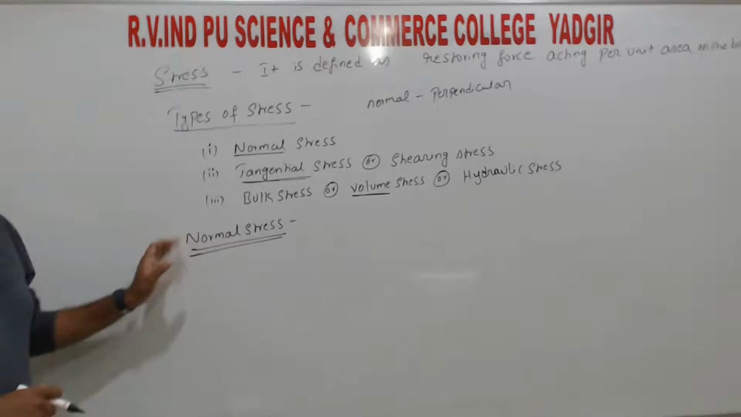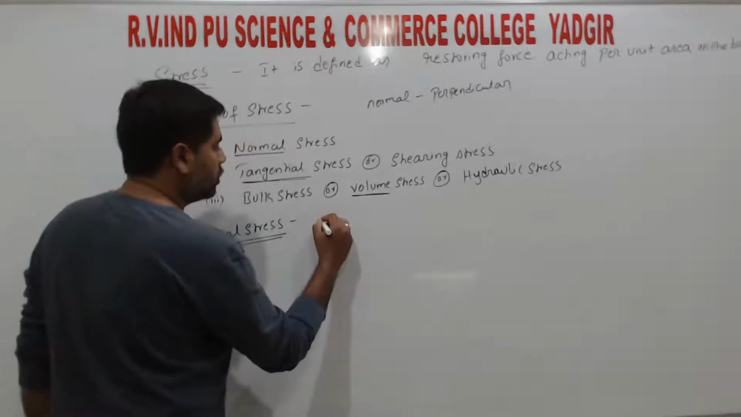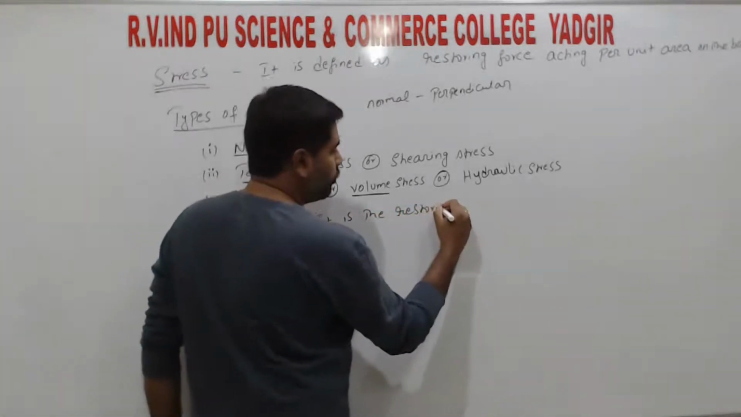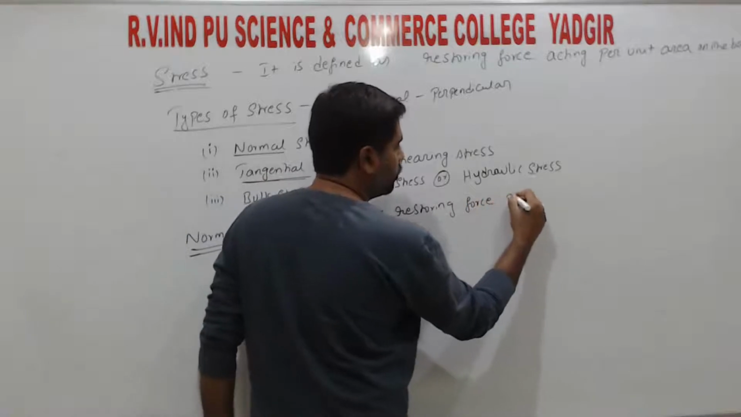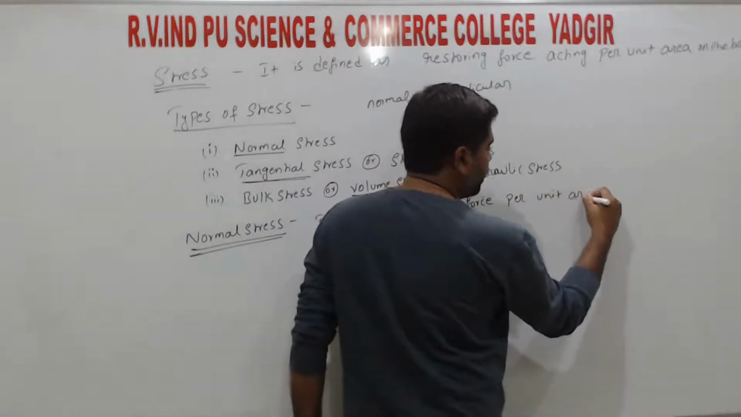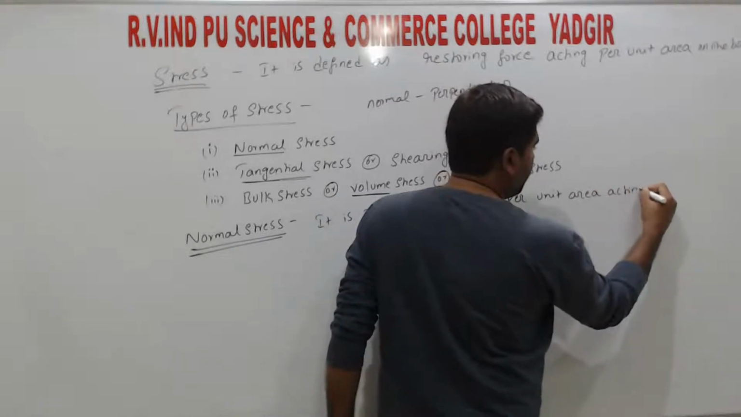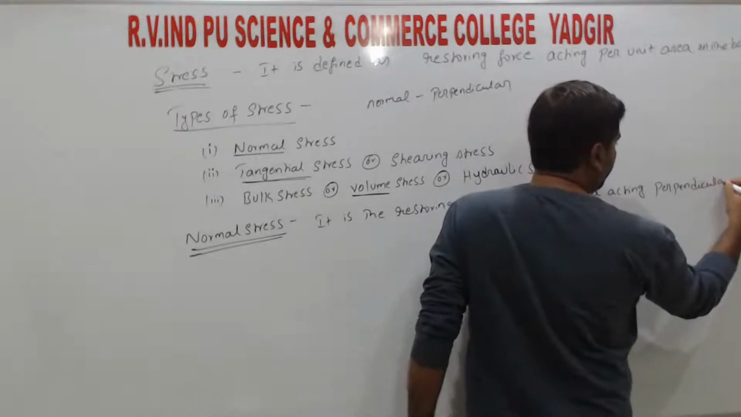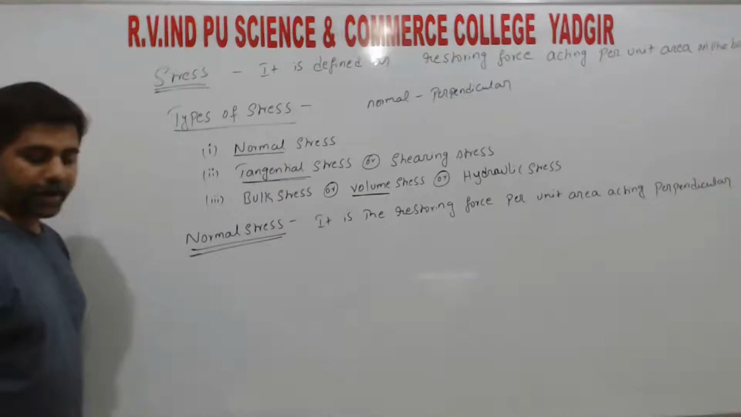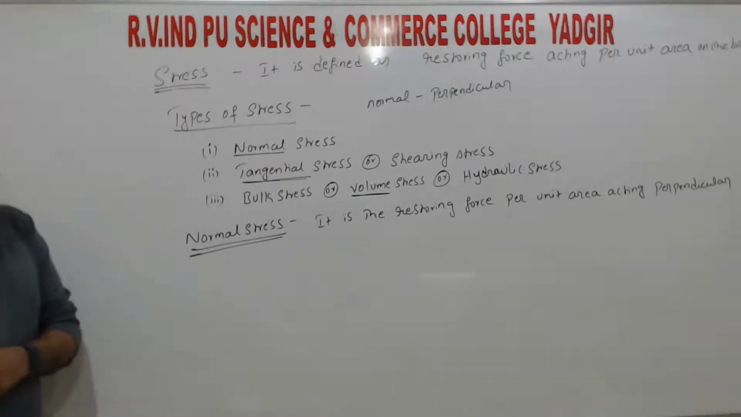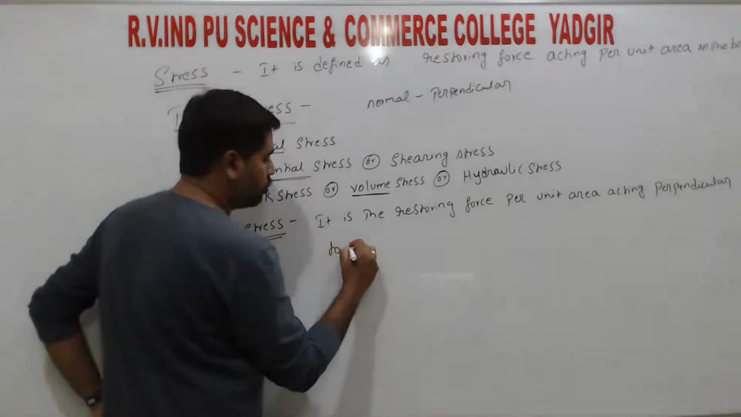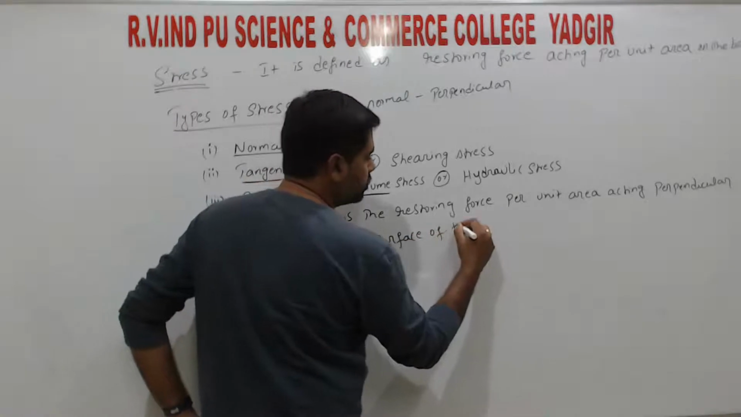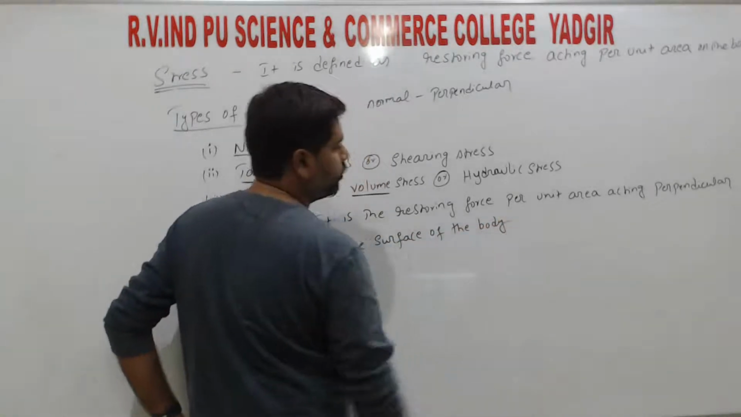So normal stress: it is the restoring force per unit area acting perpendicular to the surface of the body, right?